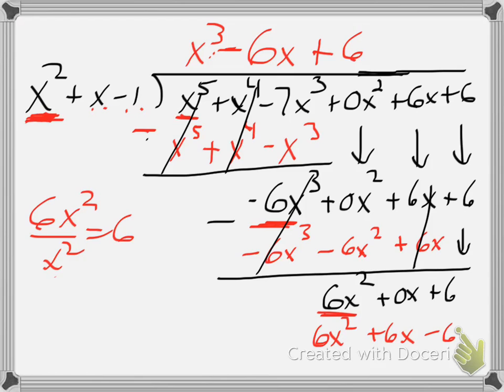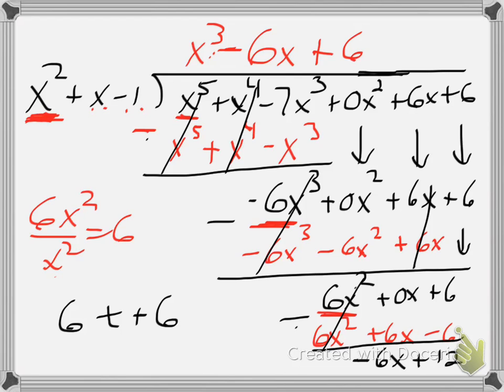Now when I subtract, these will cancel. 0 minus 6x gives me a negative 6x. 6 minus a negative 6 gives me plus 12.